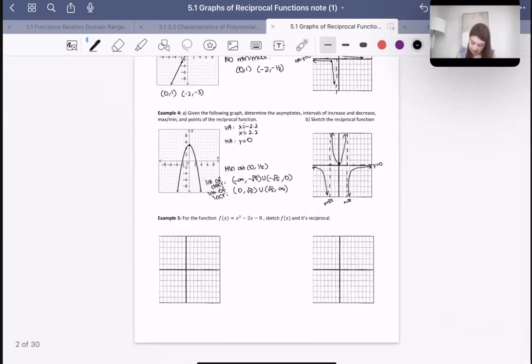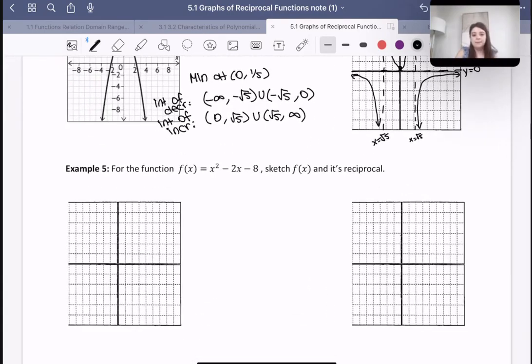All right, well, there's that one done. Let's do one more example. And how are we doing for time? It's getting kind of long. Okay, so this will be our last example for today, and we'll pick this up next day.